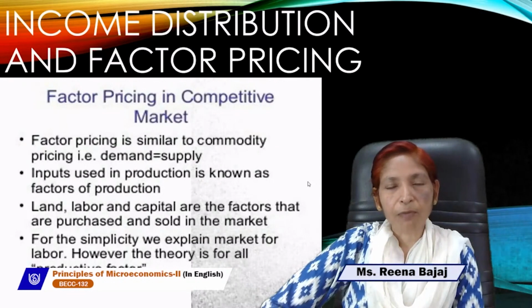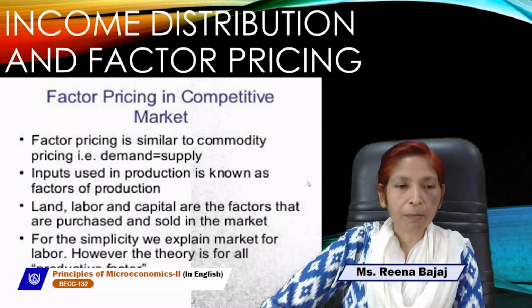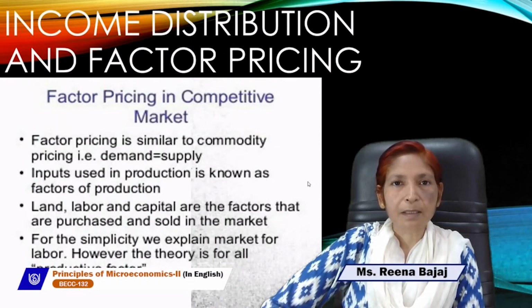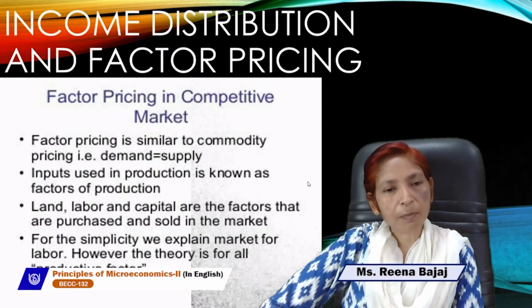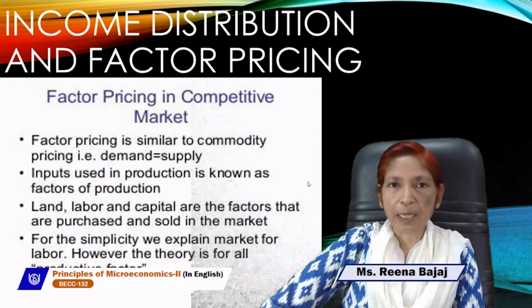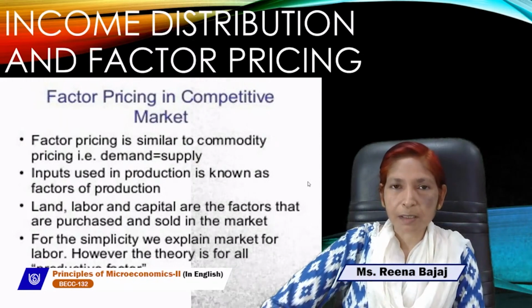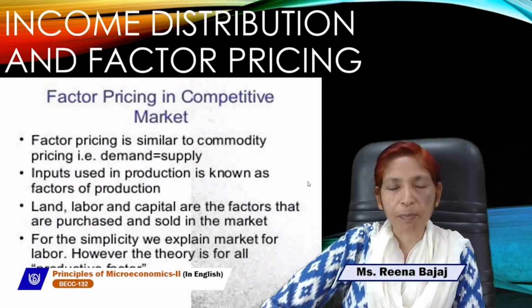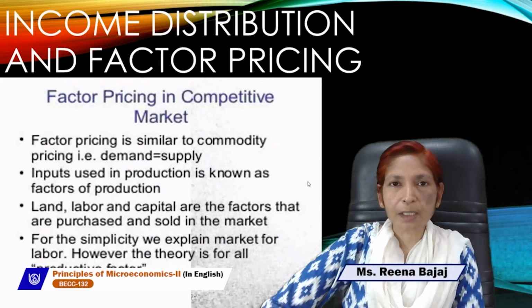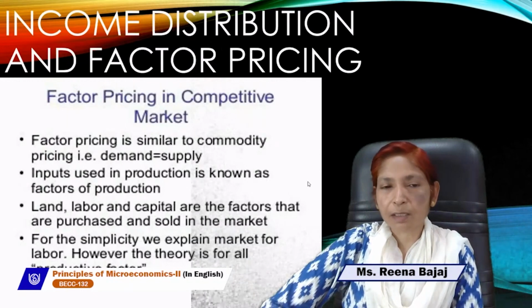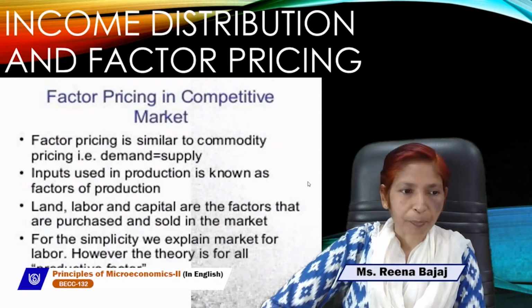Just the same as equilibrium price, we can determine the factor price under this factor pricing theory or income distribution. Factor pricing is similar to commodity pricing. It means where demand is equal to supply, the price of a commodity, and simultaneously the price of a factor, you can determine.